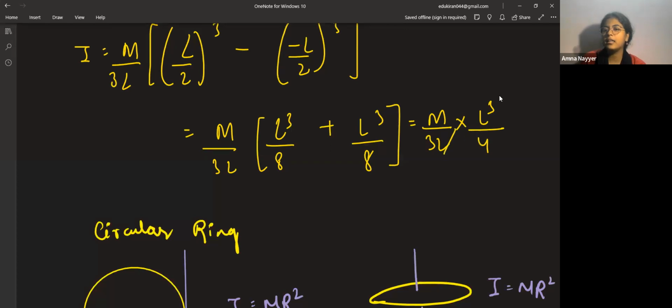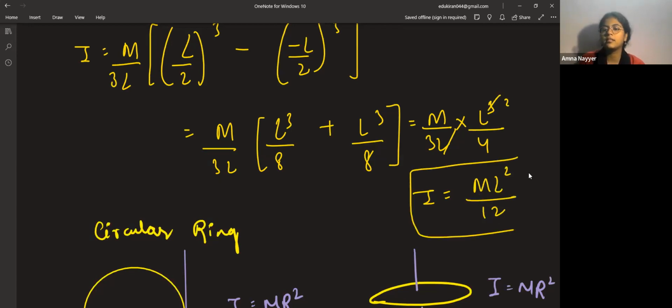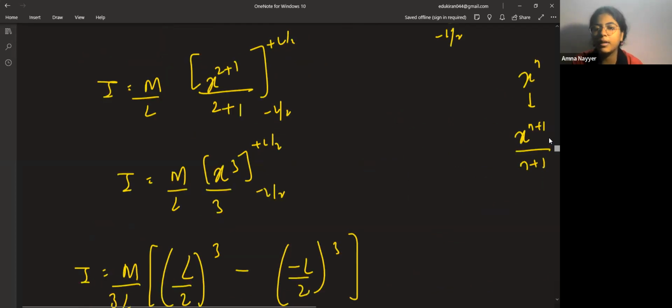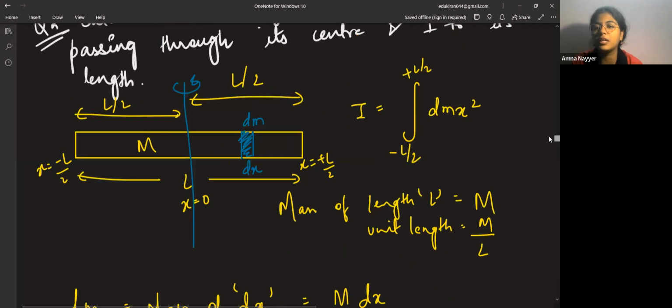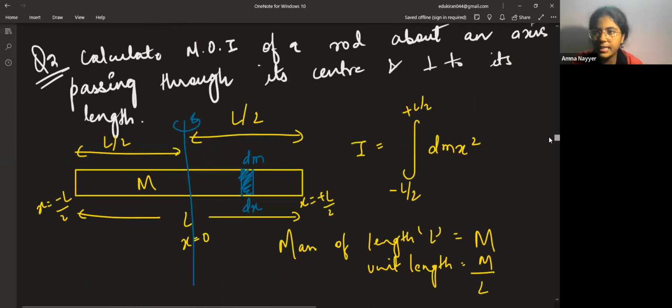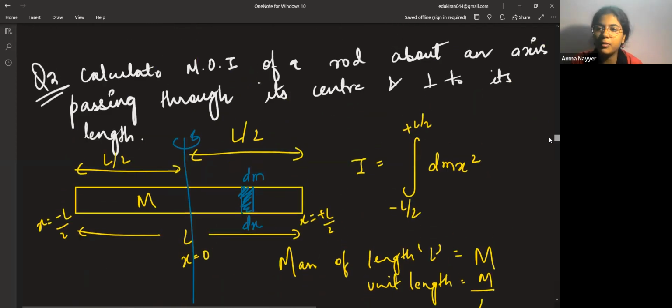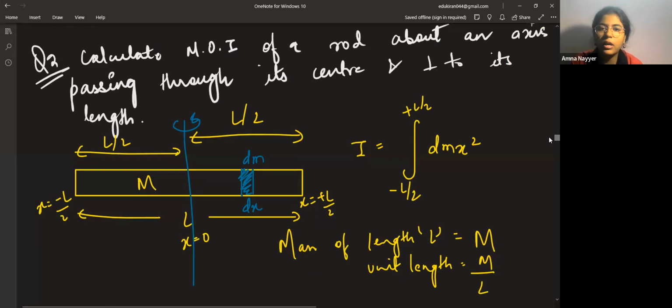So L will cancel. So what is the final moment of inertia? M L square by 12. You have to remember this also, but I'll show you that later on. This is how you have to solve if a variable is given. So ML square by 12 is the moment of inertia for this rod. Write it down at whichever step you get stuck. Get your doubts clarified.